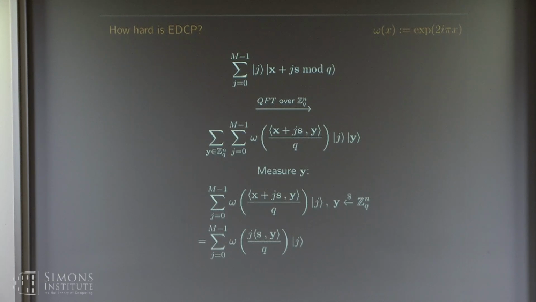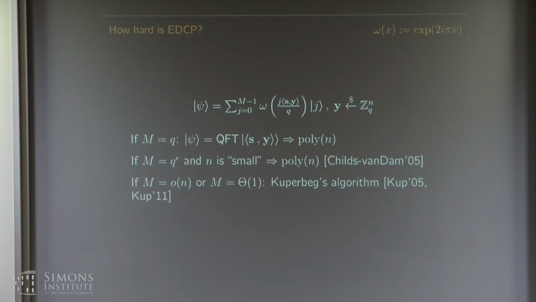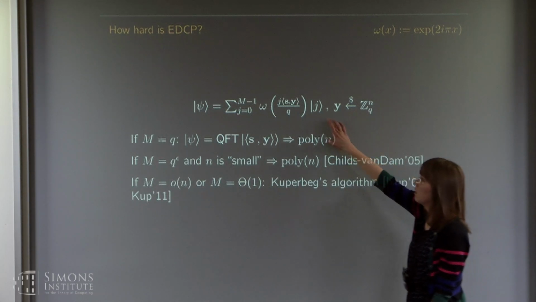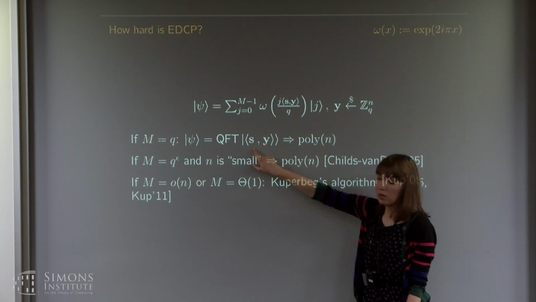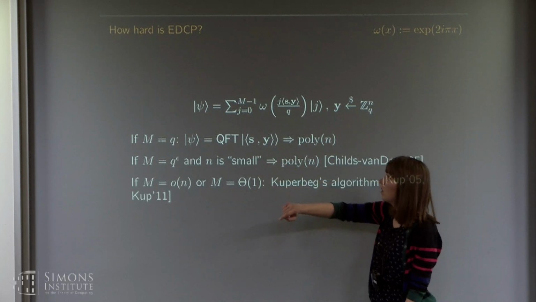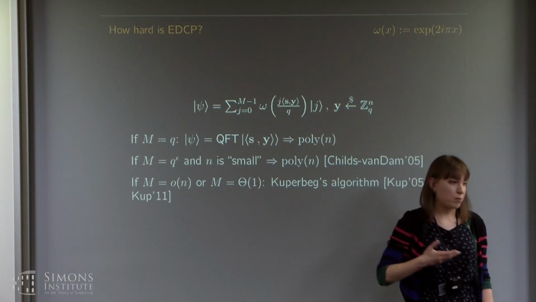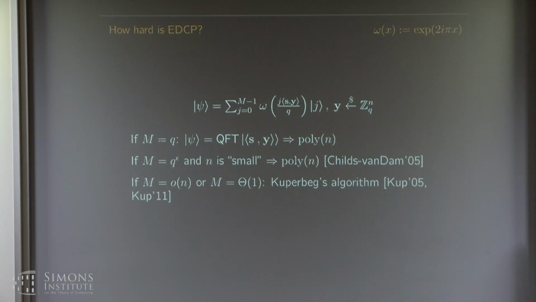So with this state, it's not very hard to see that this is our state and a classical y. Then if M was Q, so if we were allowed to actually make as many shifts as Q, then this state is nothing else but the quantum Fourier transform with the inner product of our secret with a random y. Right? But that means that we can have a poly n algorithm if we have poly n samples with M as large as Q. We cannot have that.